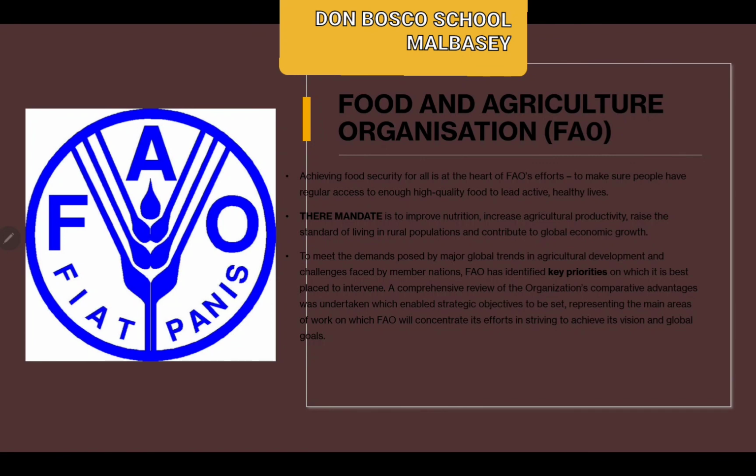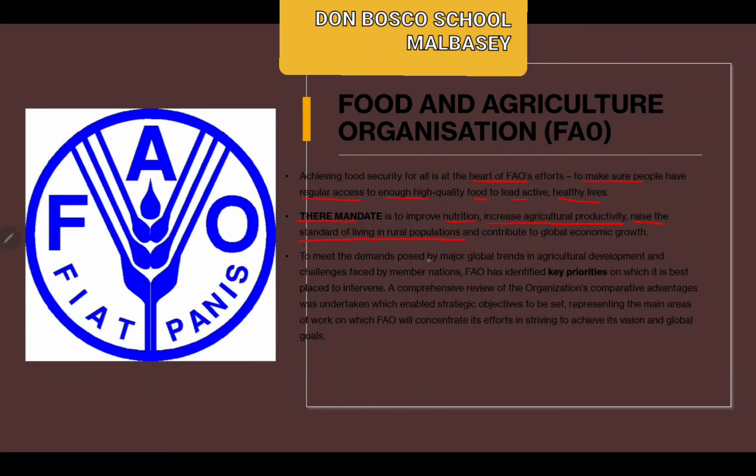Food and Agriculture Organization. Achieving food security for all is at the heart of FAO, to make sure people have regular access to enough high quality food to lead active and healthy lives. There is a three-part mandate: nutrition, increasing agriculture productivity, and raising the standard of living of the people. Now this says that the food organization talks about three mandates, that is nutrition, increase of agriculture productivity, and rise of standard of living of the poor.